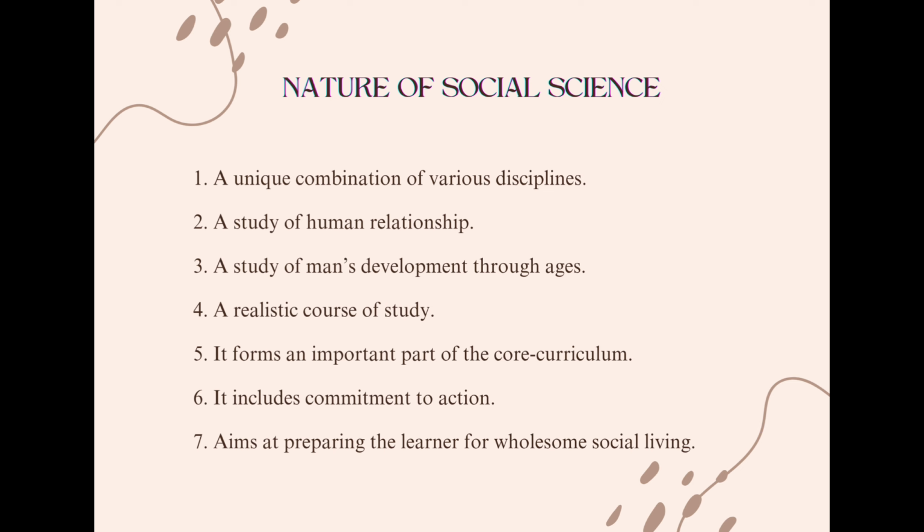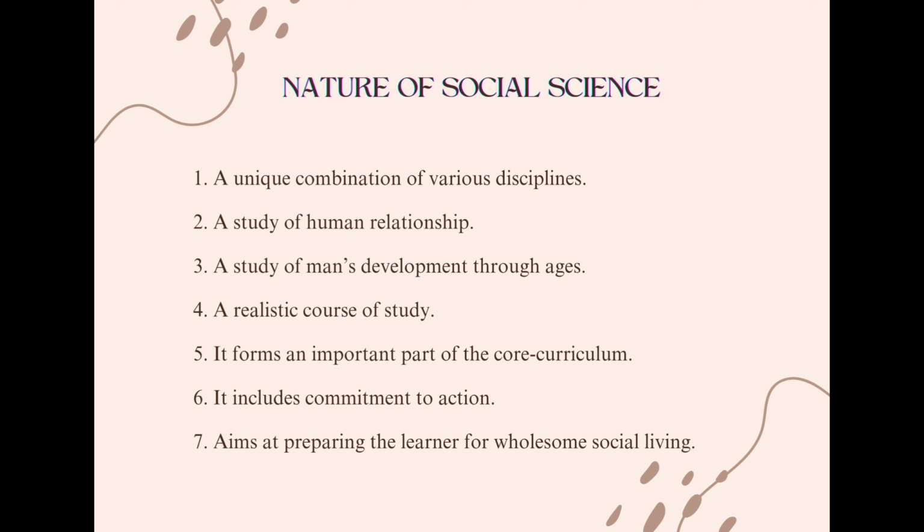Think about climate change. To understand it, we need geography to study the weather patterns, economics to see its impact on industries, jobs, etc. Political science to look at government policies, and sociology to understand how it affects communities. Okay, from this we can understand that without combining all these subjects, we would only see a part of the problem. We will not get a complete picture. That's why we say it is a unique combination of various subjects.